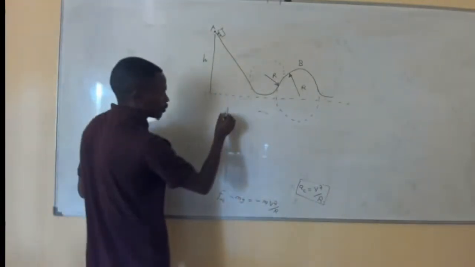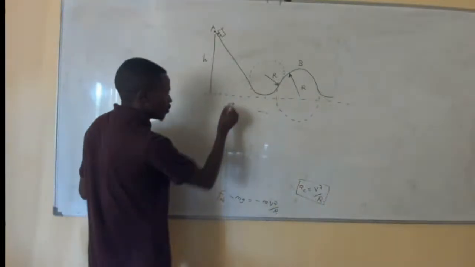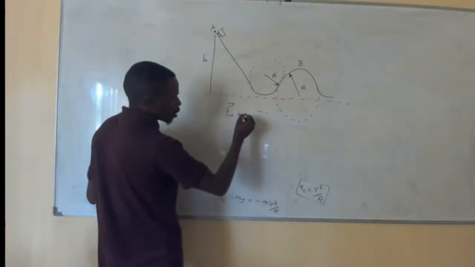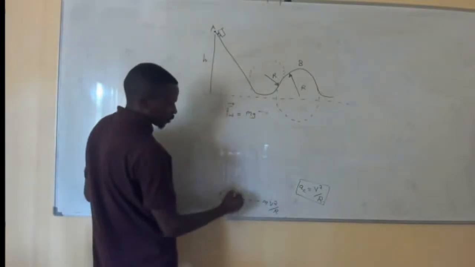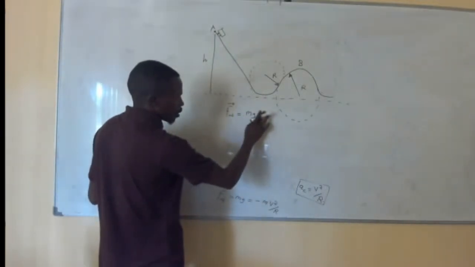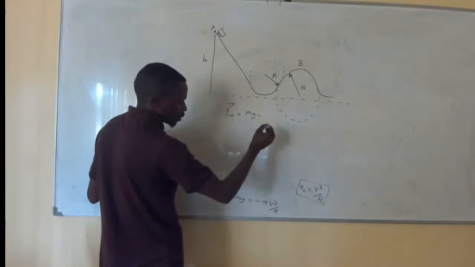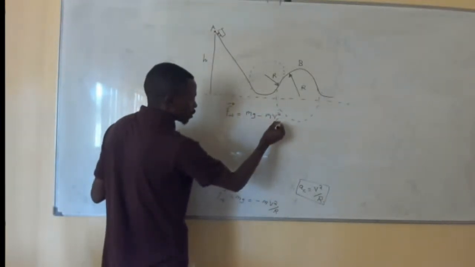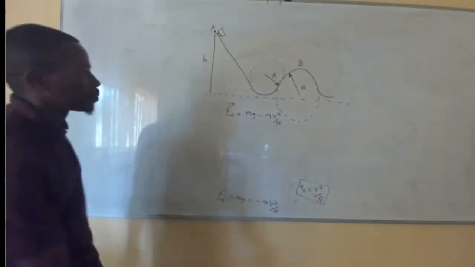So we have, making Fn the subject, Fn is equal to mg, if I take the weight to the other side, minus m v squared over r.